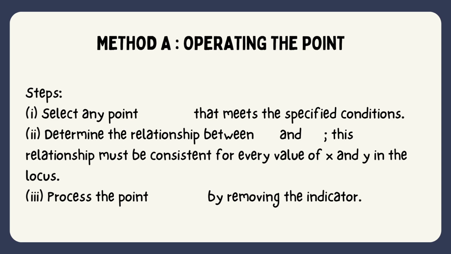This method has several steps that we can follow. First, we need to choose any point, or random point, that meets the specified condition. Here, let the point be (x0, y0). Then, we should determine the relationship between x0 and y0, where this relationship must be consistent for every value of x and y in the locus. And last, we need to process the point by removing the indicator to get the general locus.